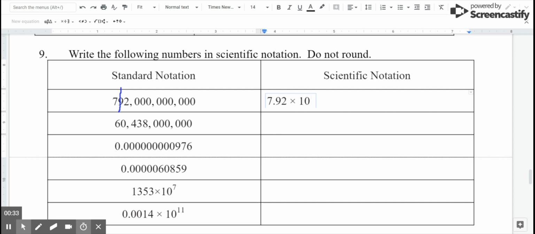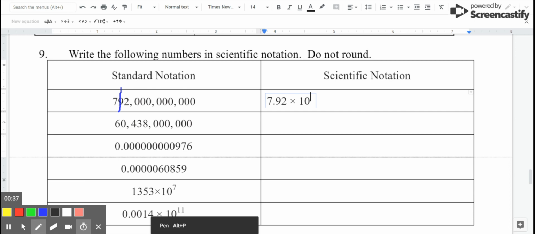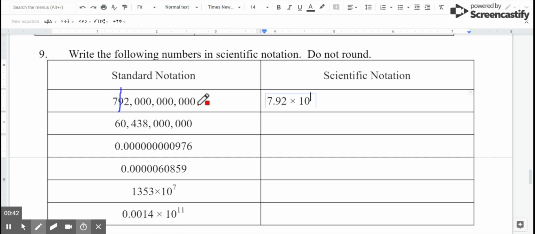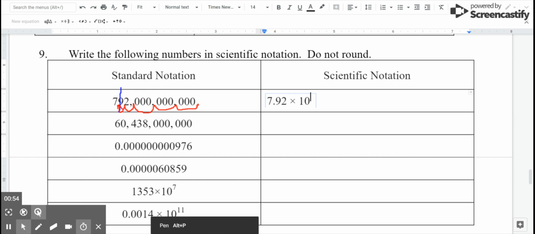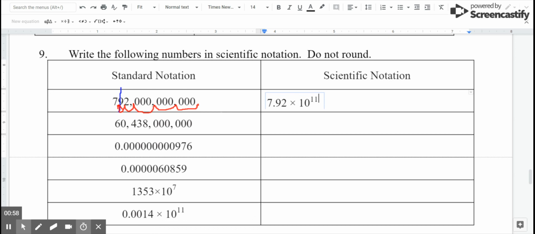So let's take a look at how many times the decimal moved between where it started and where I want it to go. So the blue line right here shows where I want the decimal to go. Really, it's over here. So I'm moving it 3 spaces, 6 spaces, 9 spaces, 10, 11. So I moved it 11 spots to the left. That tells me that my magnitude is 11. So in scientific notation, this becomes 7.92 times 10 to the 11th power.